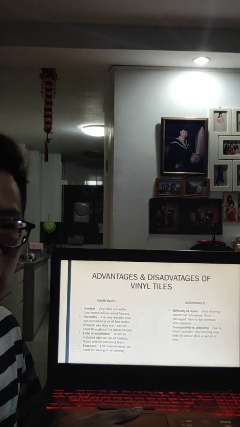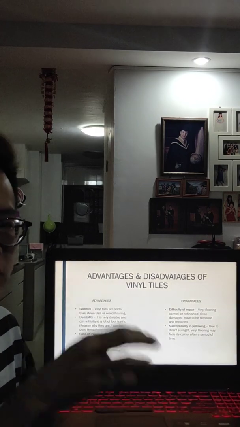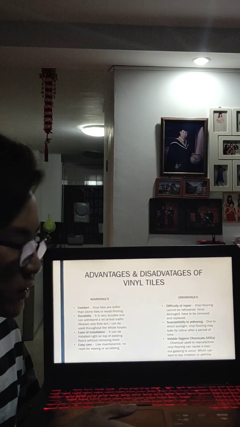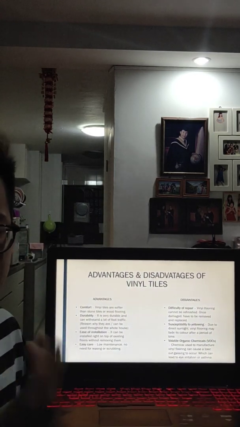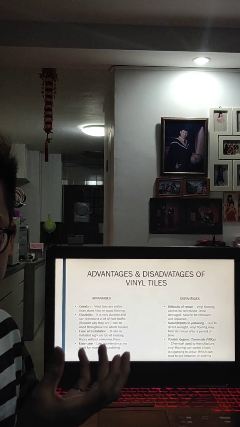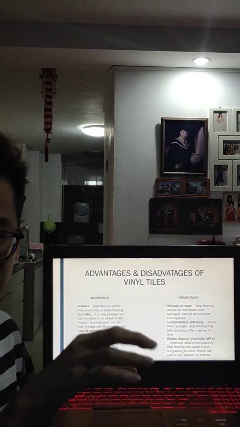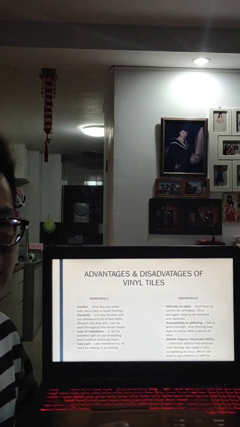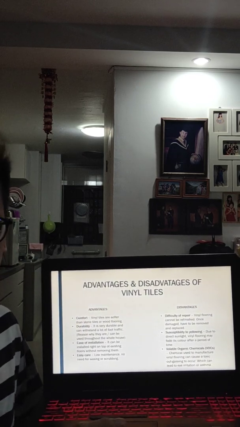It will turn yellow after time because of the long-term sunlight shining on it. And VOCs. A VOC is a chemical used during the manufacturing of vinyl, and it can be toxic when the sun shines on it. The VOC will let out some gas that may be harmful to humans. It will cause eye irritation or even eczema.